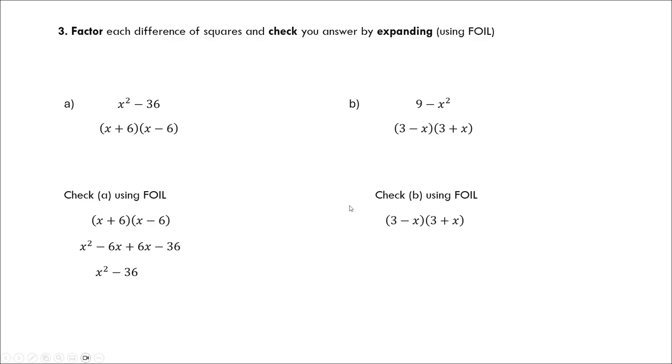Over here, we have 3 minus x times 3 plus x. 3 times 3 is 9. My apologies, 3 times x is positive 3x. Negative x times 3 is negative 3x. And negative x times positive x is negative x squared. The positive 3x and the negative 3x cancel out, so we're left with 9 minus x squared.